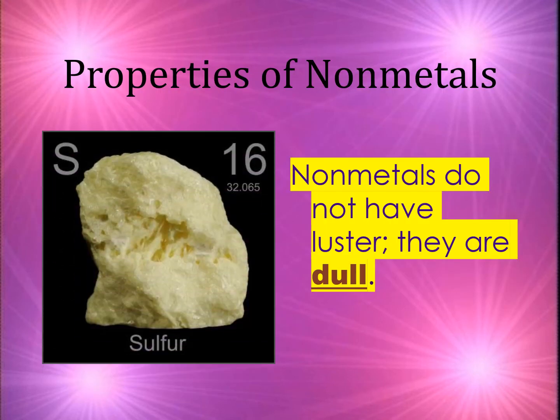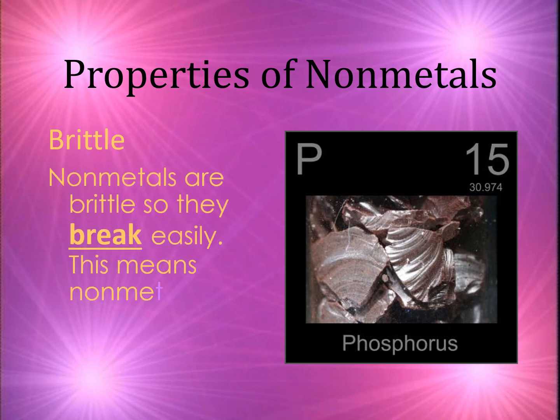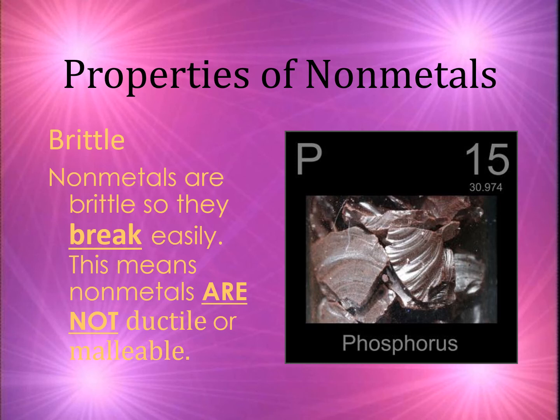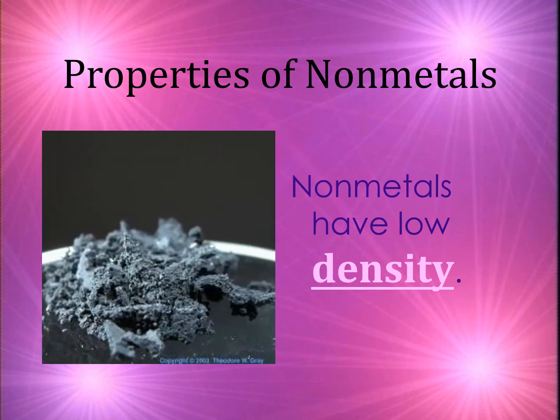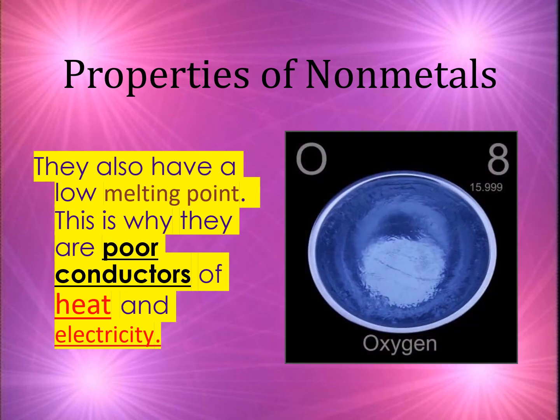Properties of nonmetals. Nonmetals do not have luster, so they are dull. Nonmetals are brittle, so they break easily. This means nonmetals are not ductile or malleable. Another property of nonmetals is that they have low density. They also have a low melting point. They are poor conductors of heat and electricity.